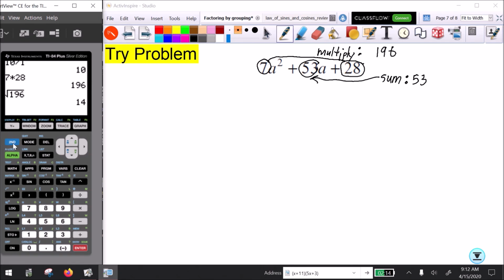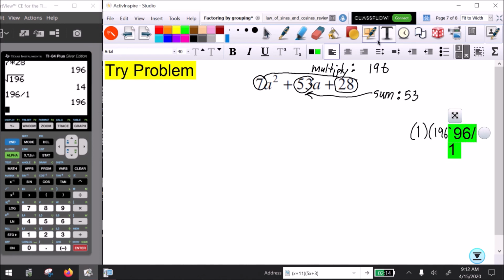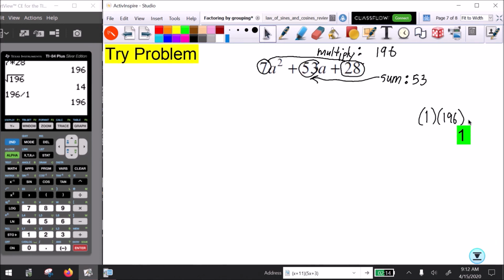So I'm just going to go through this using the brute force method by actually dividing 196 by 1 all the way up to 14. And I'm going to write out every factor pair. Then we're going to look among our factor pairs for the pair of numbers that adds up to 53. 196 divided by 1 is 196. 196 divided by 2 is 98.